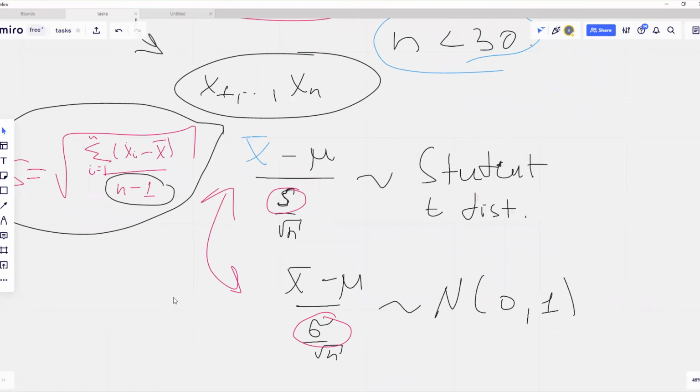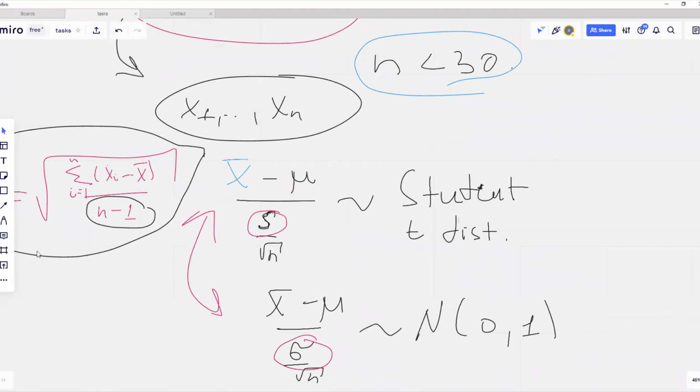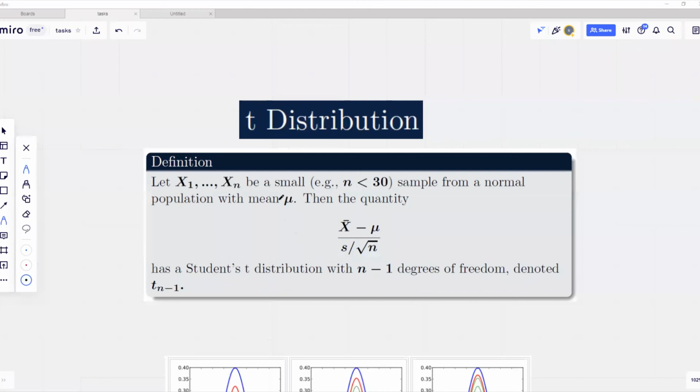All right, so it turns out if we replace sigma by S in our random variable here, then this random variable follows a new distribution known as the student t distribution. The student t distribution is a family of distributions discovered by William Gosset, who was a head brewmaster at Guinness Brewery. He was not allowed to publish under his real name, so he used the pseudonym Student.